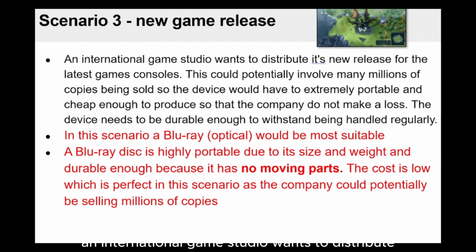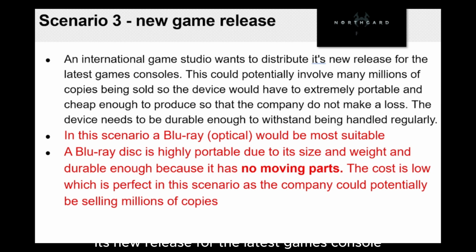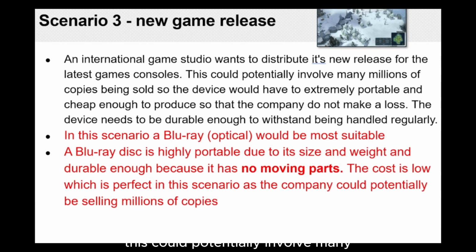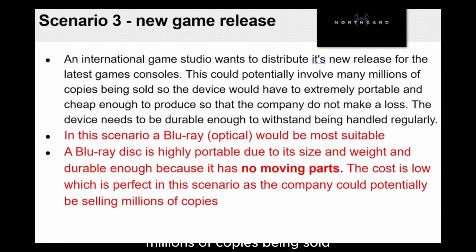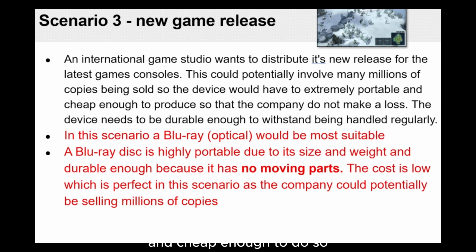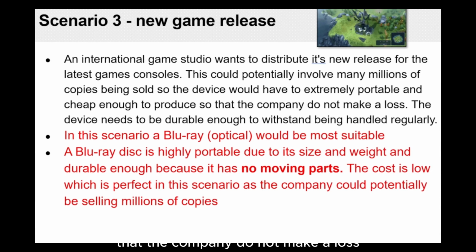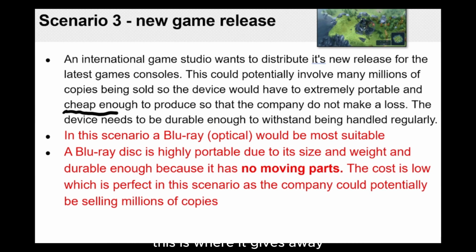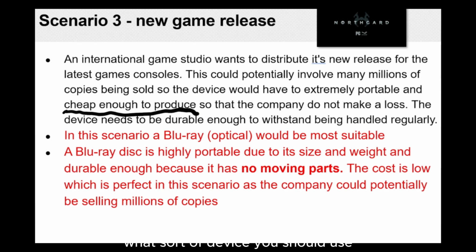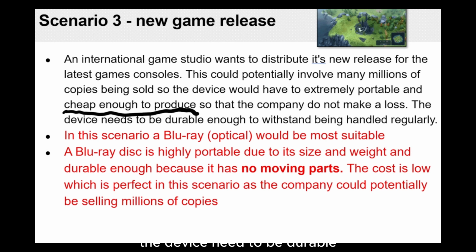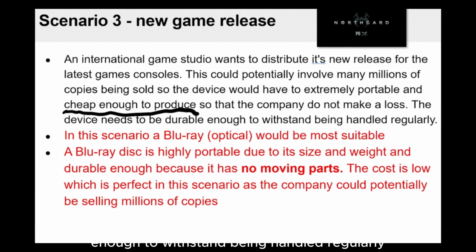An international game studio wants to distribute its new release for the latest games console. This could potentially involve many millions of copies being sold, so the device would have to be extremely portable and cheap enough to produce so that the company do not make a loss. Now, what gives it away is this: cheap enough. This is where it gives away what sort of device you should use. The device needs to be durable enough to withstand being handled regularly.